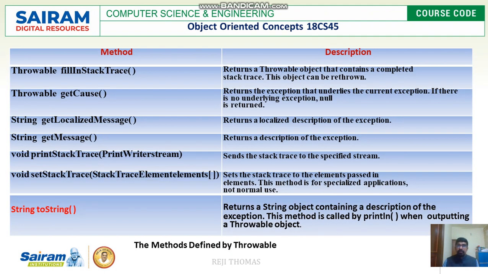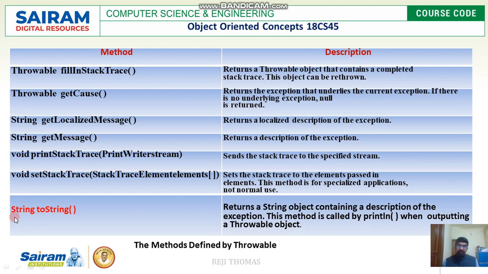where we are going to extend. And before we see, let us see what are the methods available in Throwable. So we have fillInStackTrace, we have a toString method. These are all the methods. And if you look at the toString method, which is of type String, what this is going to do is return a String object containing a description of the exception.